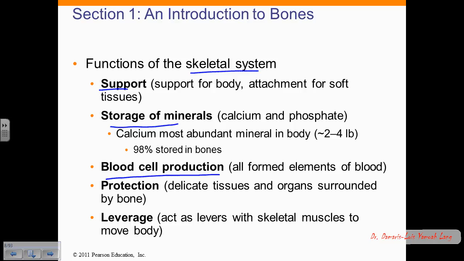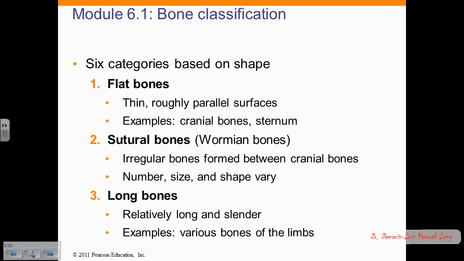And of course, some of the function of the bone is for protecting soft tissues, like your brain is protected by the bones of the skull, your lungs and your heart by your rib cages and stuff like that. And also, it's important for leverage and movement. The muscle is attached to your bone by means of the tendon, so that it can help you move about.